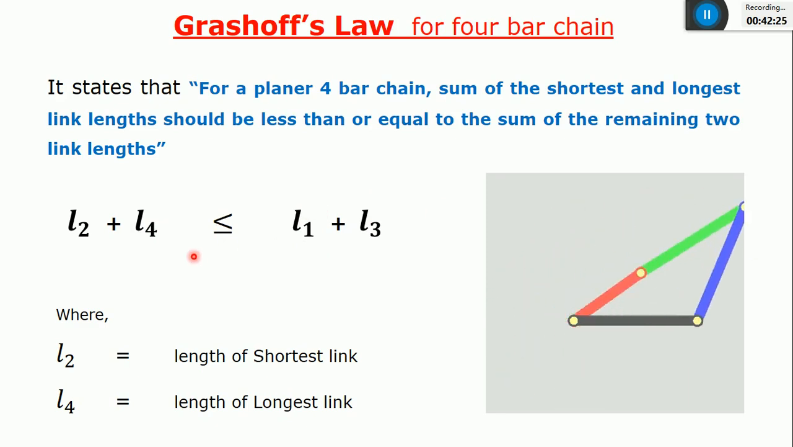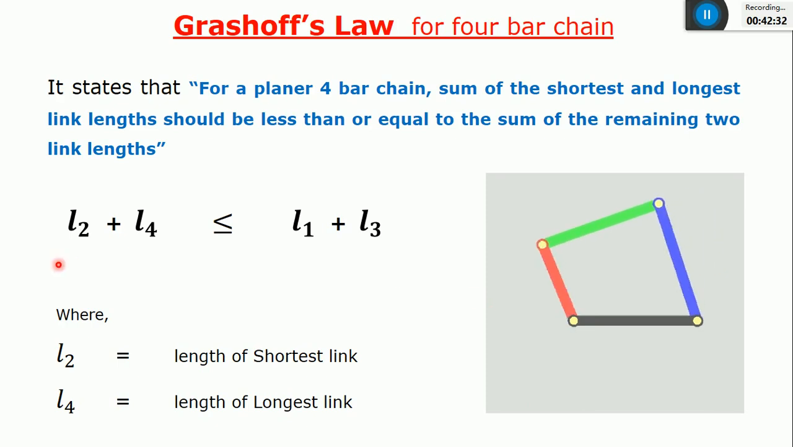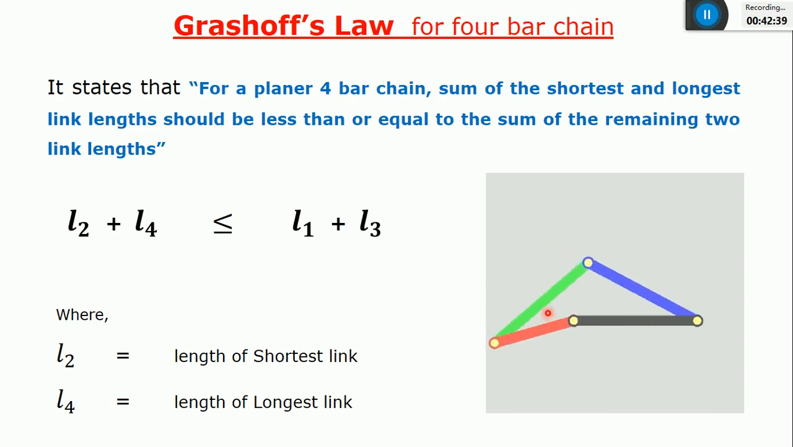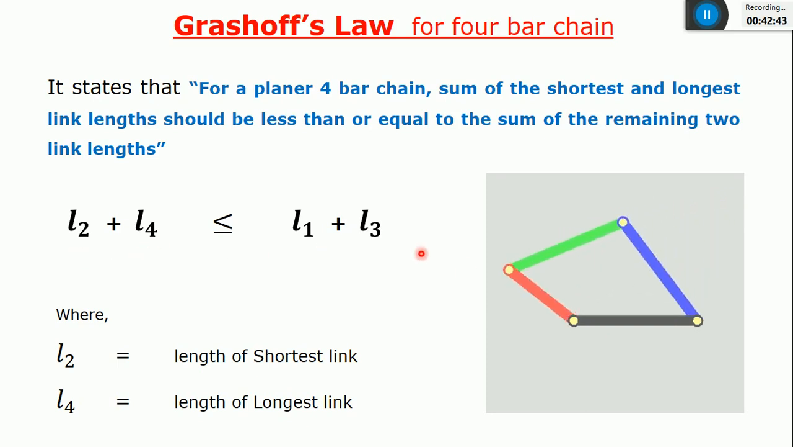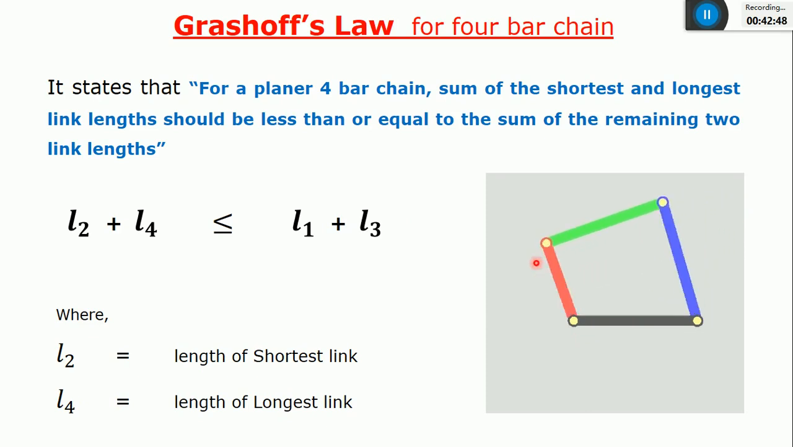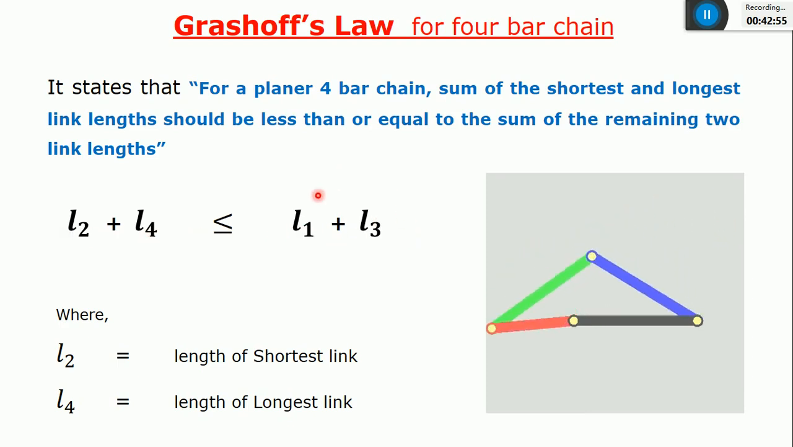If this condition is not satisfied, you'll not get a complete rotary motion of the crank. The crank will rotate only up to a certain degree, for example 180, 170, 150. It will not cover 360 degrees. Remember, if you want a complete rotation of the crank and oscillatory motion of the rocker, this condition has to be satisfied. Please note this down.